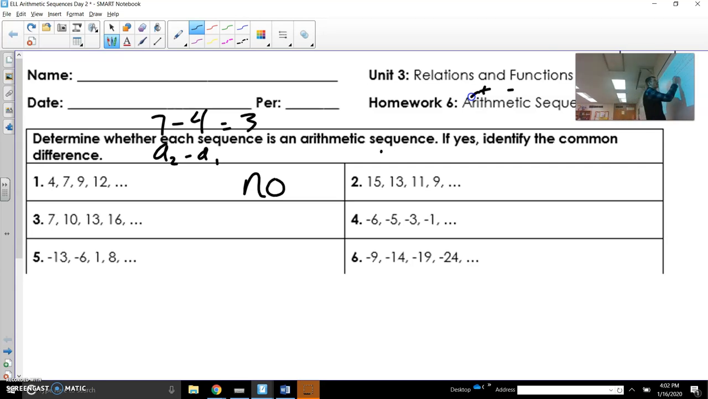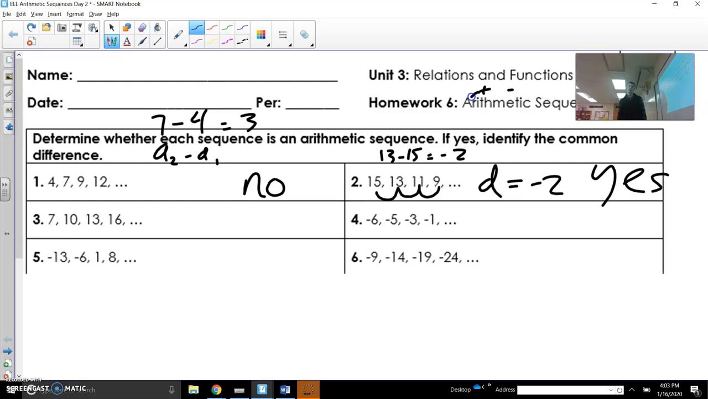So for this one, 13 minus 15 is negative 2. And now I need to examine, is this continuing to subtract 2 throughout the whole sequence? 15 minus 2 is 13. 13 minus 2 is 11. 11 minus 2 is 9. So the answer to this is yes. And the common difference is negative 2 because I'm going down. I am decreasing. So the sign of the common difference means that it's adding if it's positive, or if d is a negative value, that means you're really subtracting.